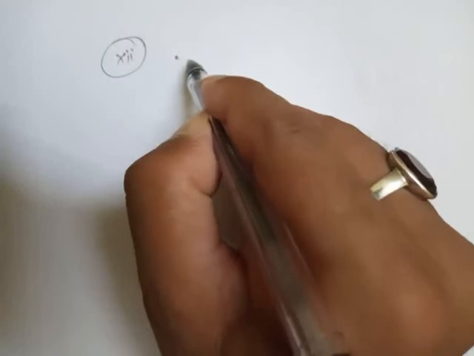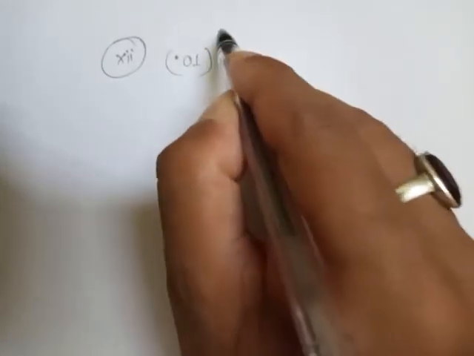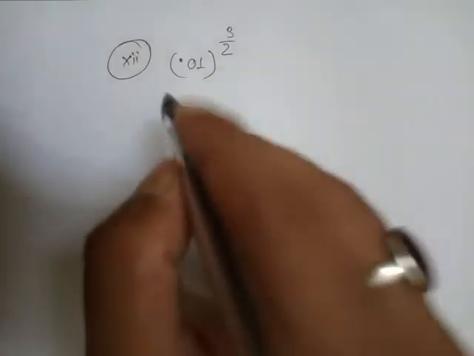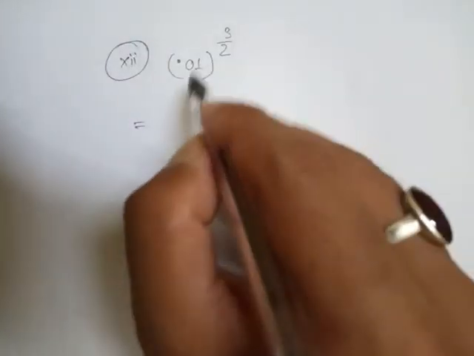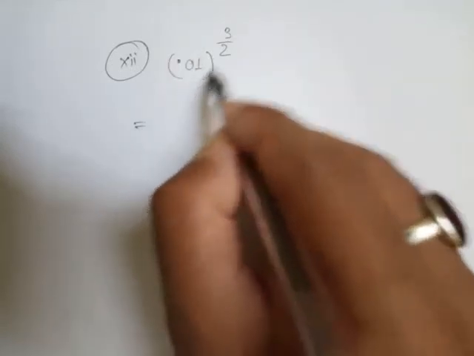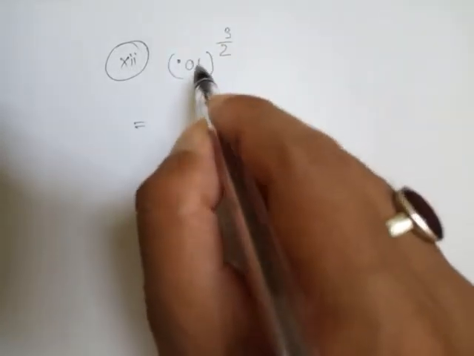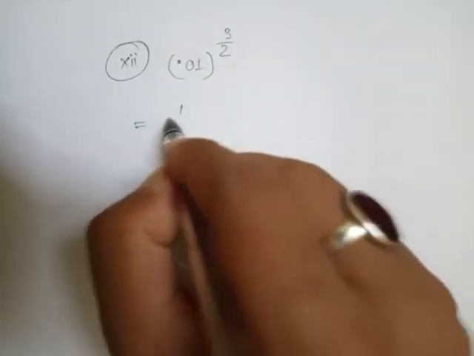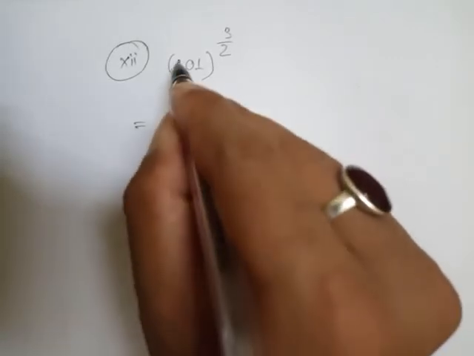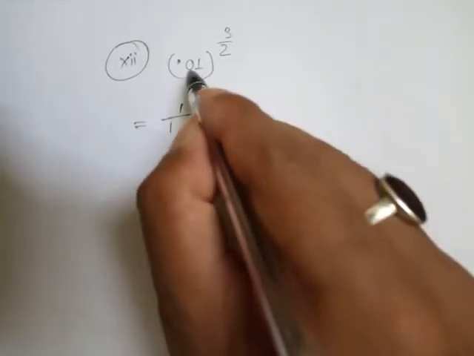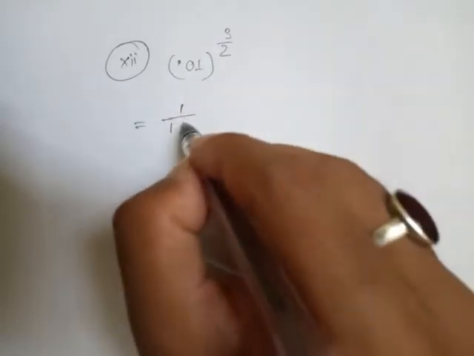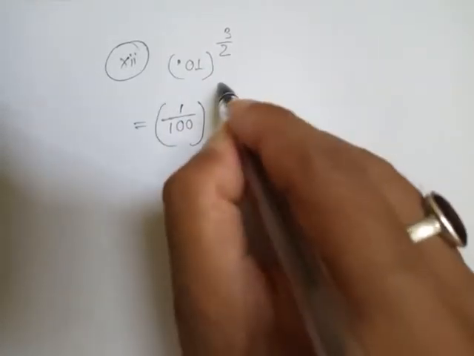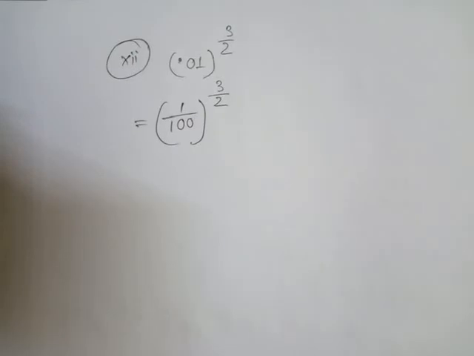Now look, Roman 12, decimal 0.01 whole to the power 3 by 2. Now look how to solve this. Here first of all, I write it as 1 by 100, since after the decimal point there are 2 digits, which means 100, and 3 by 2 is the power.